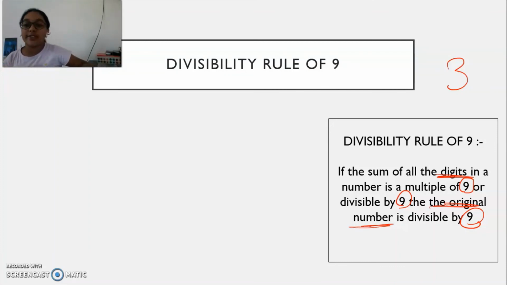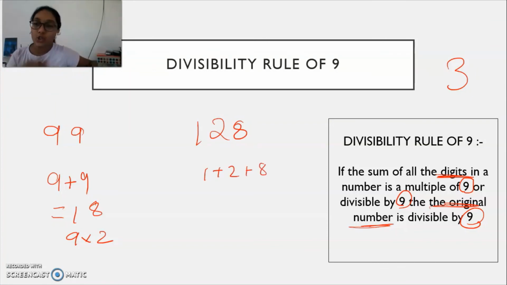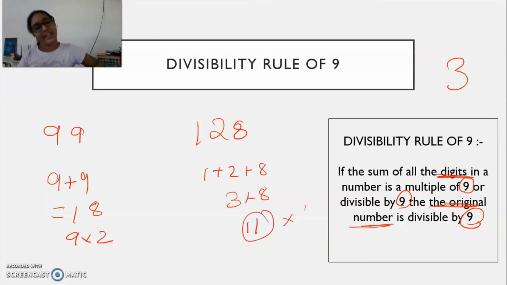So let's check out the divisibility rule of 99. 9 plus 9, 18. So 9 into 2 is 18. So thus this number is divisible by 9. Let's take the example of 128 maybe. Okay, 1 plus 2 plus 8. 2 plus 1, 3. 3 plus 8, 11. 11 is not a multiple of 9. So thus 128 is not divisible by 9.